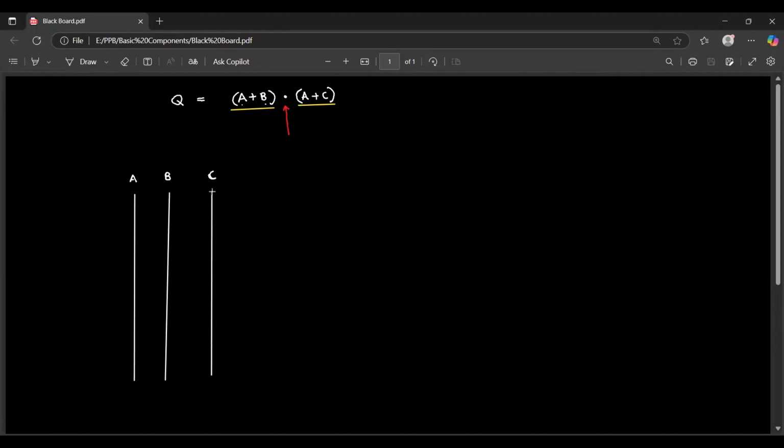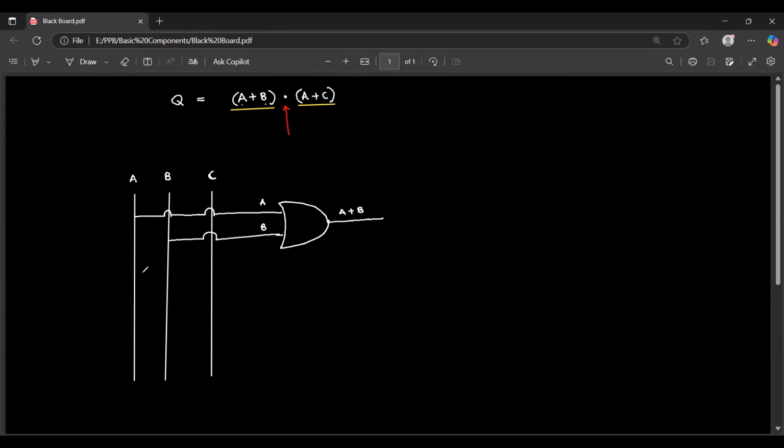Now we know, first of all, A and B are passed through an OR gate. So let's have A and let's have B and let's send them through an OR gate. Why? There is a plus symbol, and they are behaving as a single signal in this specific expression. So we have passed them through an OR gate. Perfect. Here we have A, here we have B, which creates A plus B.